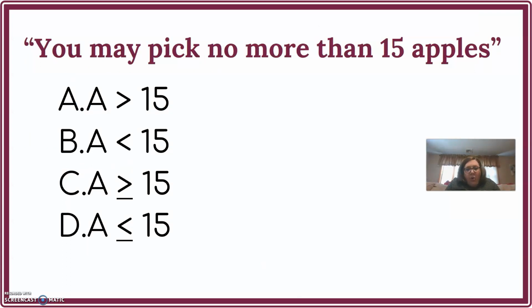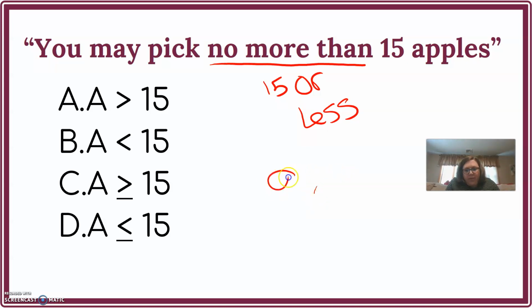You may pick no more than 15 apples. So that means no more than, that means you have to pick 15 or less. You can't pick 16, but you can pick 15. So this would mean that the amount of apples has to be less than or equal to 15, which in this case would be option B. Again, no more than 15 apples. This means you can't pick more. You can pick 15, you just can't pick 16.